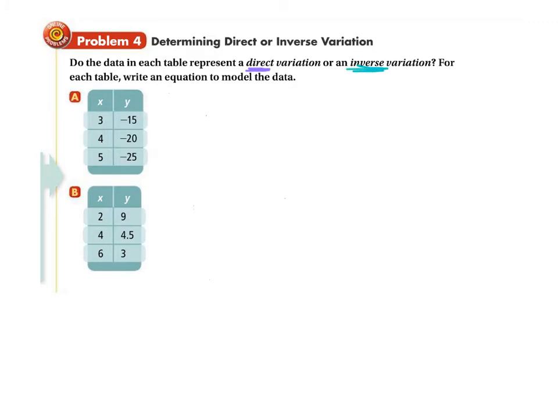Well, for a direct variation, remember what stays constant. For a direct variation, it's the ratio of y to x that stays constant. So k is equal to y over x. So that's what you're going to look at. Is that ratio constant? Then it is direct. For inverse, you're going to look at the product of x and y staying constant. The product of x and y. So if that's constant, it's inverse. If neither of those things are true, then it's neither. And in this case, one is direct, one is inverse.